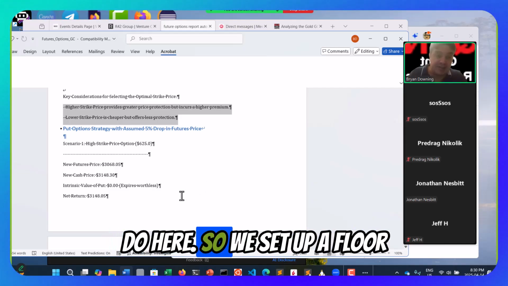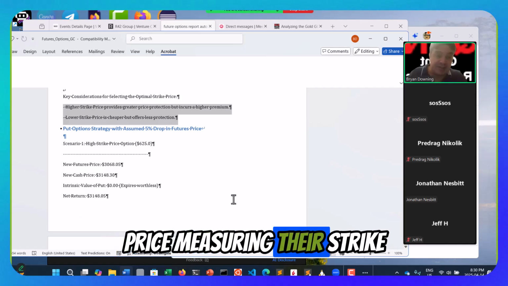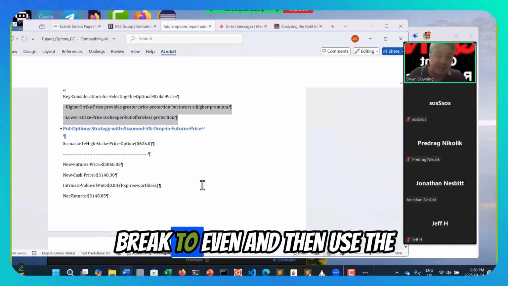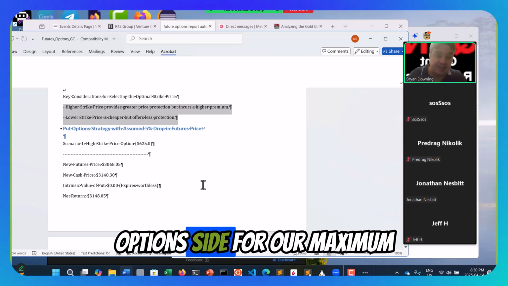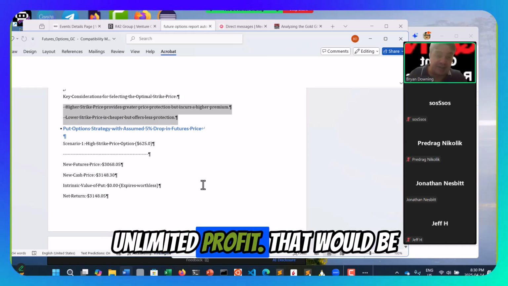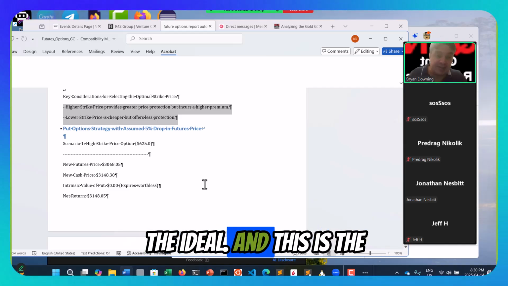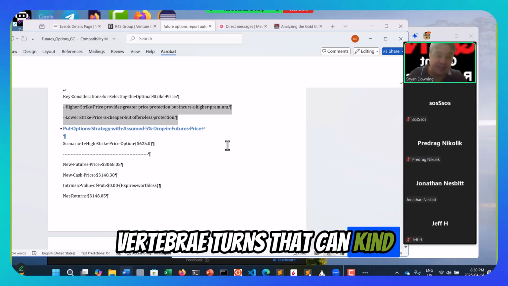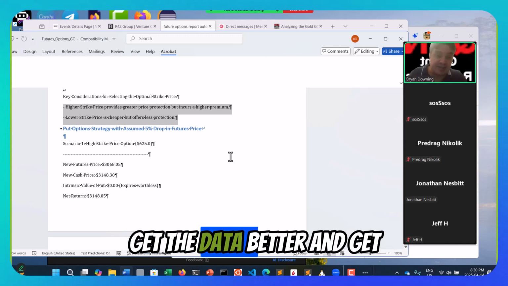So we set a floor price, measuring our strike price when they go in as the break even, and then use the options side for our maximum potential on the hopefully unlimited profit. That would be the ideal. And this is the type of returns that can kind of change your life once you get the data better and get better insights.